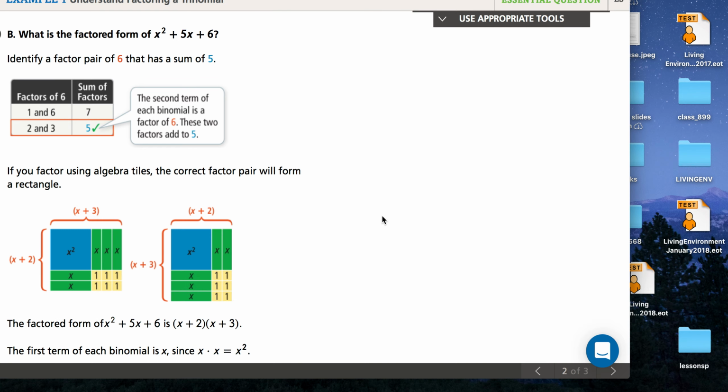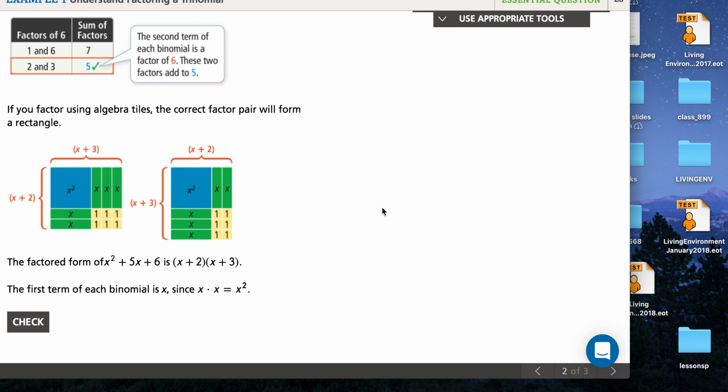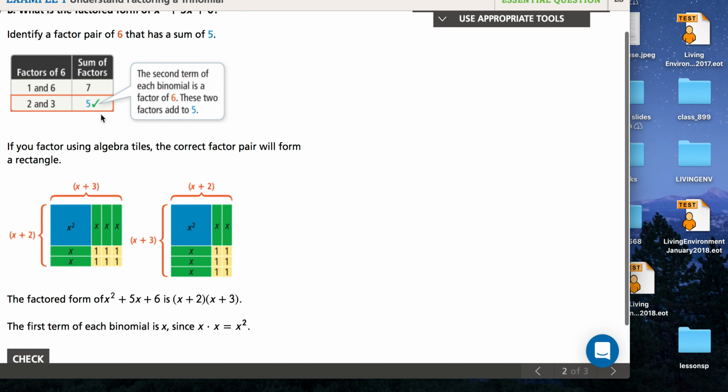Now, if you factor using algebra tiles, the correct factor pair will form a rectangle. Some of you students are familiar with algebra tiles, but this is an easy way to factor. As you see here, we already factored because we figured out the numbers. So x plus 2 times x plus 3, because these were the factors of 6.